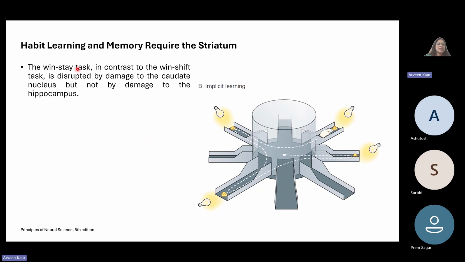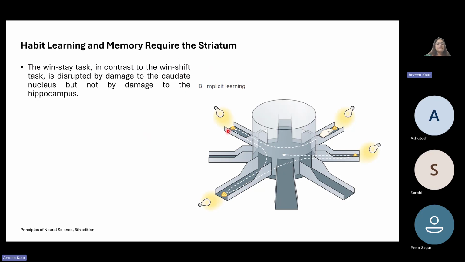The Wednesday task. So there was a win-shift task, which was the earlier one in the explicit memory, that once something is received in an arm, you have to shift to the next arm. That was the win-shift task, right? This was the win-stay task, that once there is light in one arm, you have to stay over there, right? And go only when there is light in another arm, right?